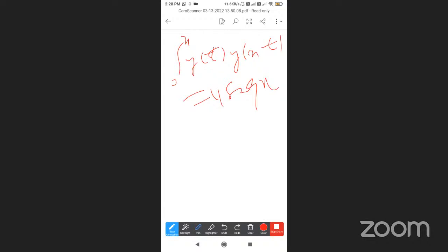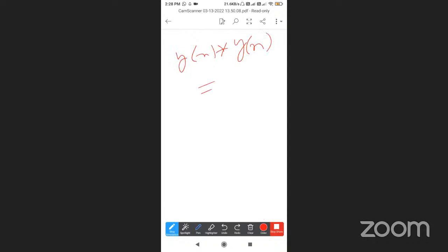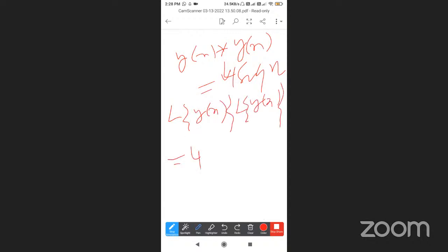In convolution type, we can write the convolution type solution: y of x star y of x is equal to 4 sine 9x. Apply Laplace transform on both sides. The Laplace transform of y of x times the Laplace transform of y of x on the left-hand side. On the right-hand side, 4 is a constant, times the Laplace transform of sine 9x.